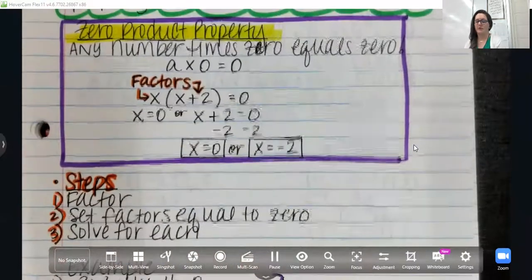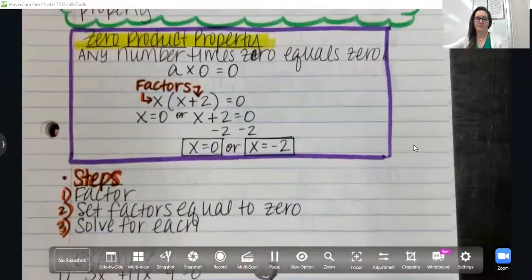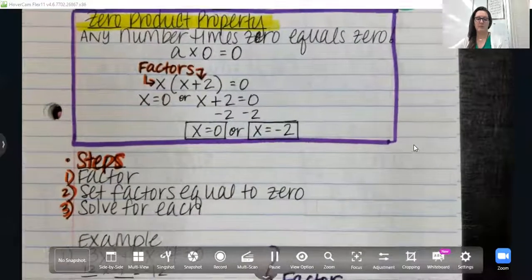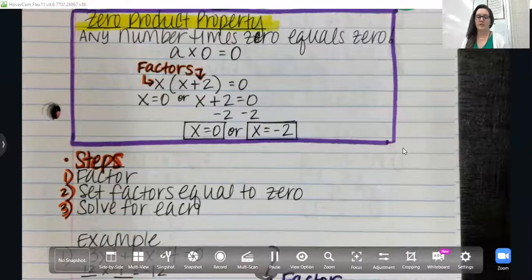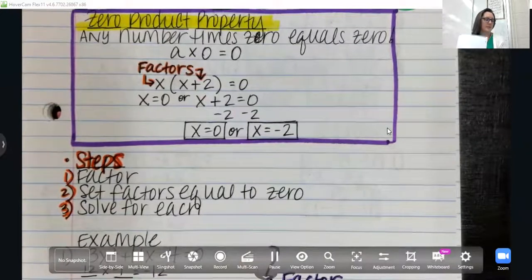So here are our steps for factoring using the zero product property. Pretty simple. Factor first, and then set the factors equal to 0, and then solve for each factor. So let's try an example together.